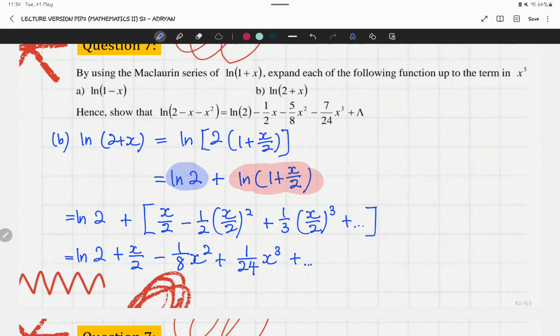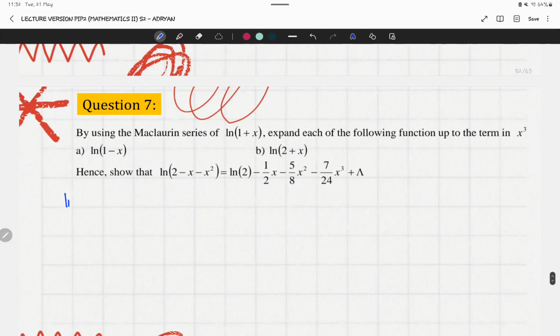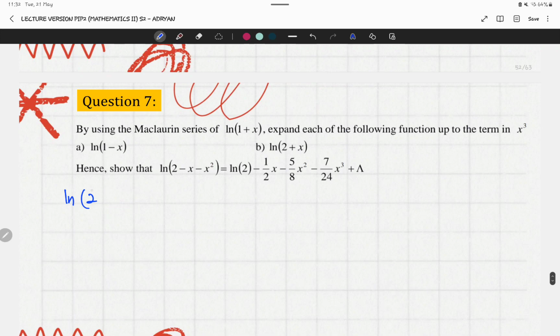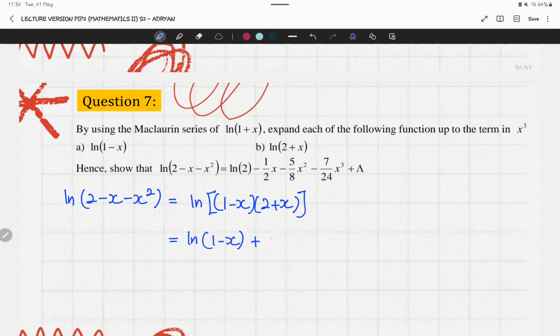But the question now wants, hence show that ln 2 minus x squared is equal to that. So how can we do it? You will notice when you press your calculator, you can actually factorize it into 1 minus x and 2 plus x, which you have already expanded just now. So it's actually just ln 1 minus x plus ln 2 plus x.